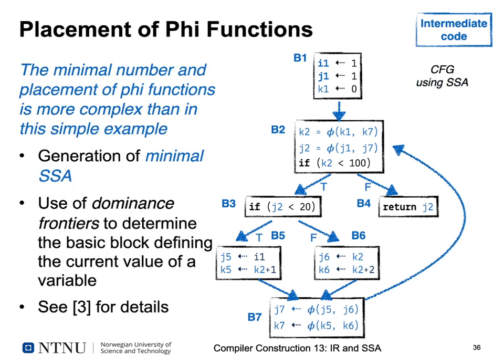So the question remains, when we do this transformation, where do we need to place phi functions? Of course, phi functions are copies, and copies are costly, so we want to avoid copies wherever we can. The minimal number and placement of these phi functions is a bit more complex than shown in this simple example. In general, we would want to generate a minimal SSA, and this can be done using dominance frontiers, a technique to determine the basic block defining the current value of a variable. If you're interested in details on this, there's a literature reference included at the end of the slide set.